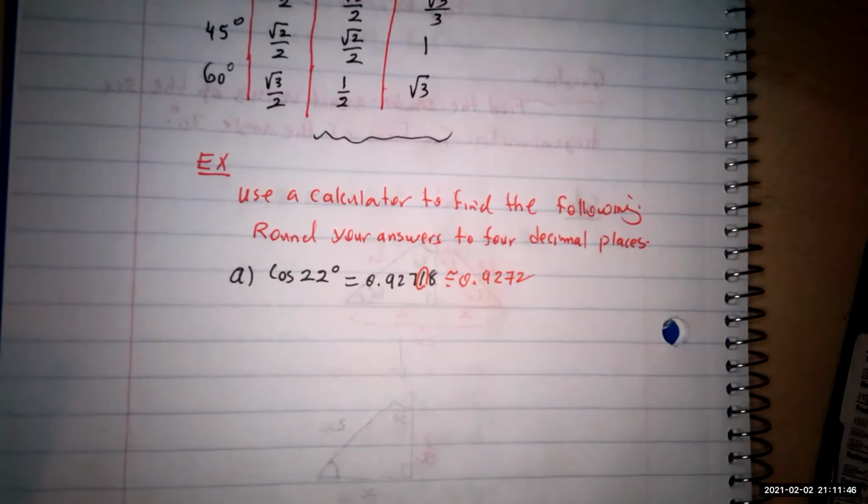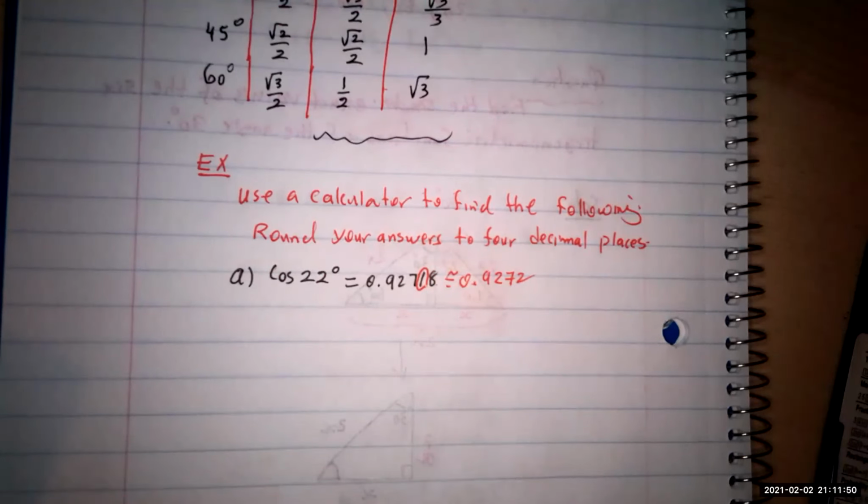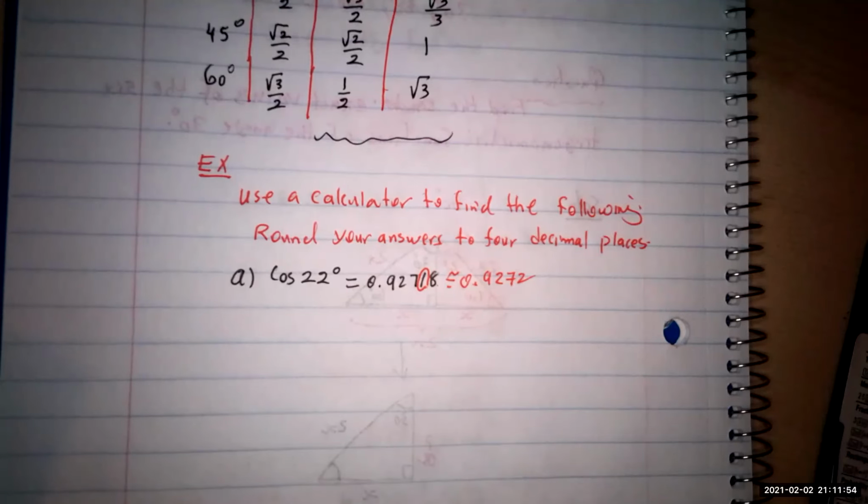This is the way you do it. They ask for up to 4 decimal places, so you pick five decimal places, and then you round it. Let me give you one more.